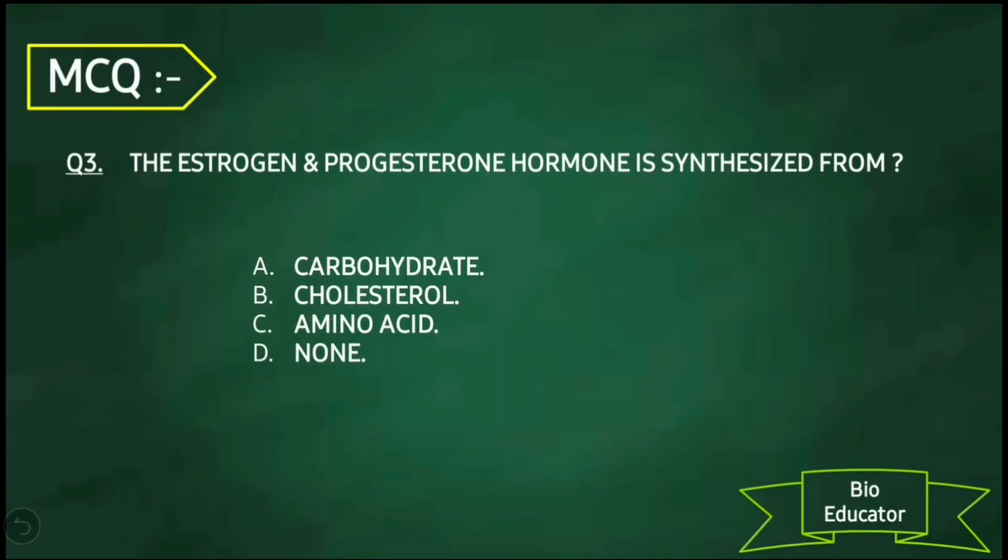Question number 3. The estrogen and progesterone hormone are synthesized from. We know that in the ovary, these hormones are synthesized from cholesterol. B is the right answer.